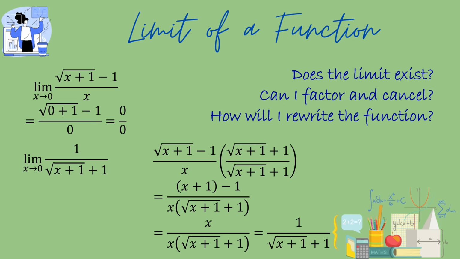With this new expression, substituting 0 to x will result to 1 over the square root of 0 plus 1 plus 1, or simply 1/2. And therefore, the limit of the original function as x approaches 0 equals 1/2.